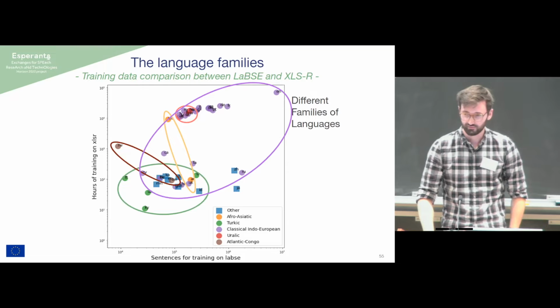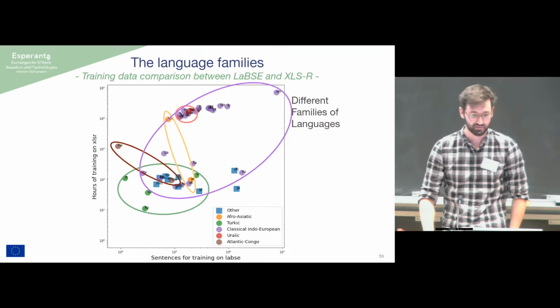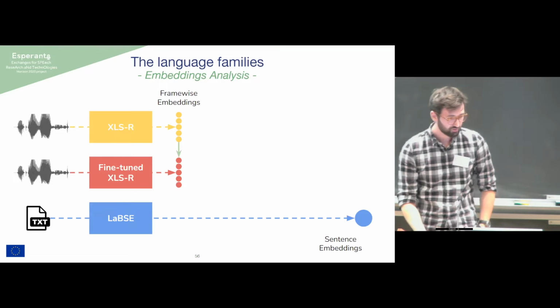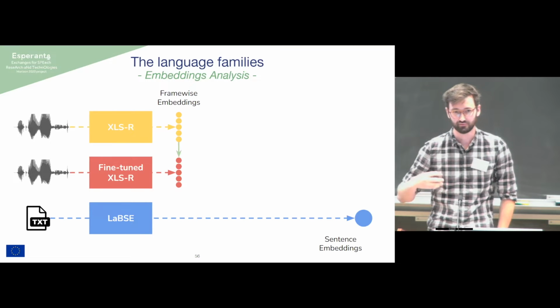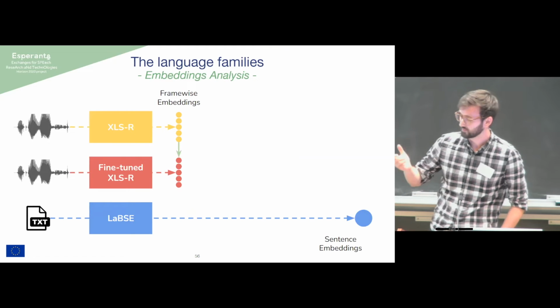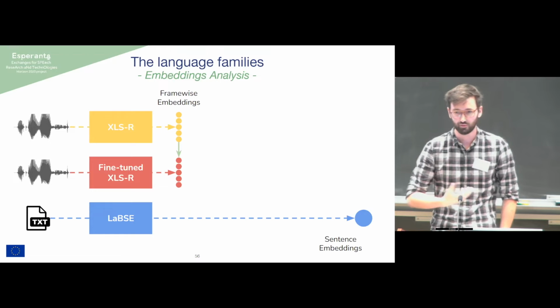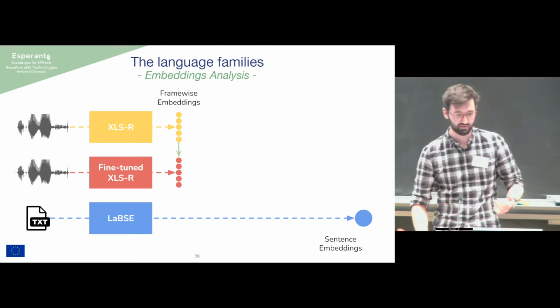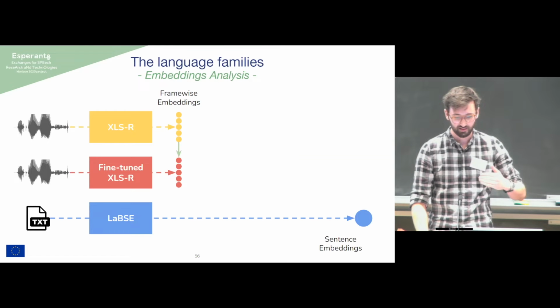So that was one of the main motivations to look at family-specific models. The first thing we did was look at how the model behaved for different families, for different languages, by comparing its embeddings. SAMU-XLSR is a fine-tuned, improved version of XLSR, so we wanted to compare the embeddings before and after the fine-tuning, and it's made to get embeddings closer to LAPC. So we also wanted to compare embeddings to LAPC.